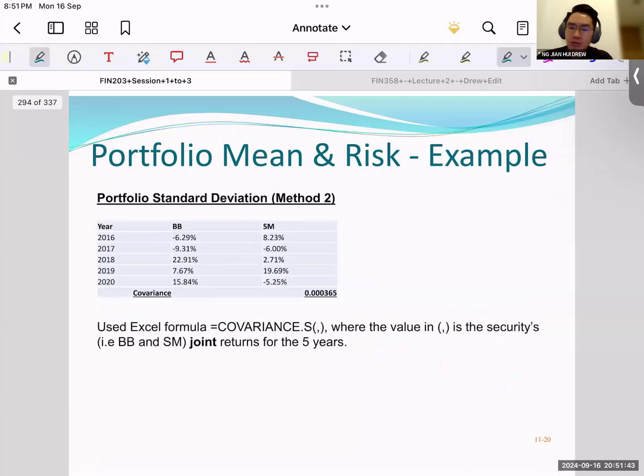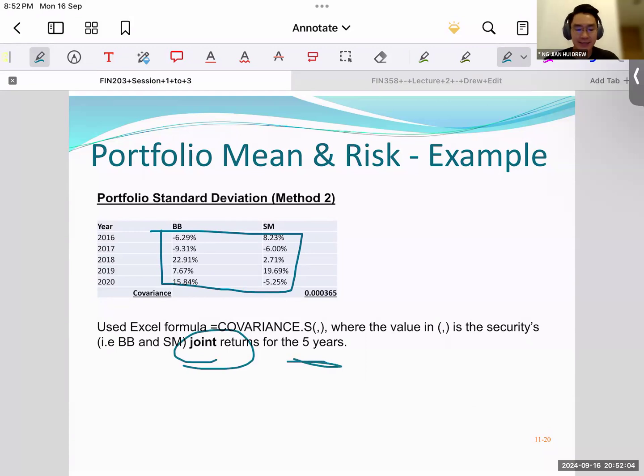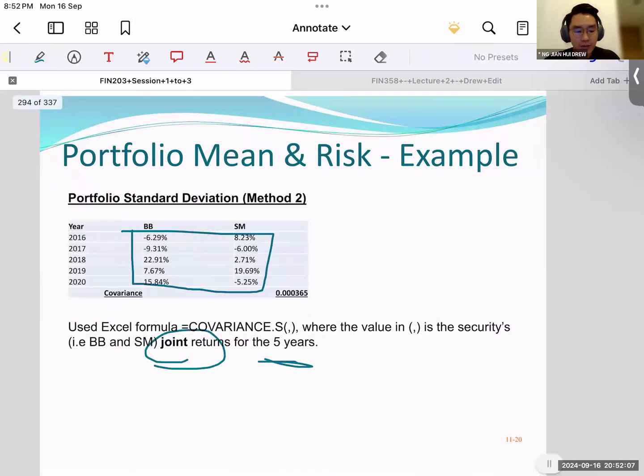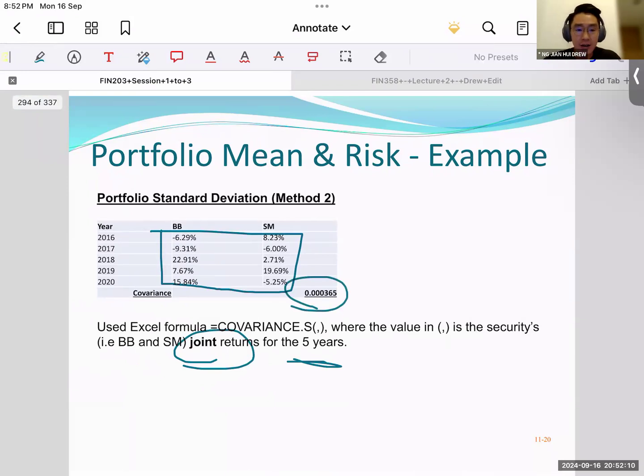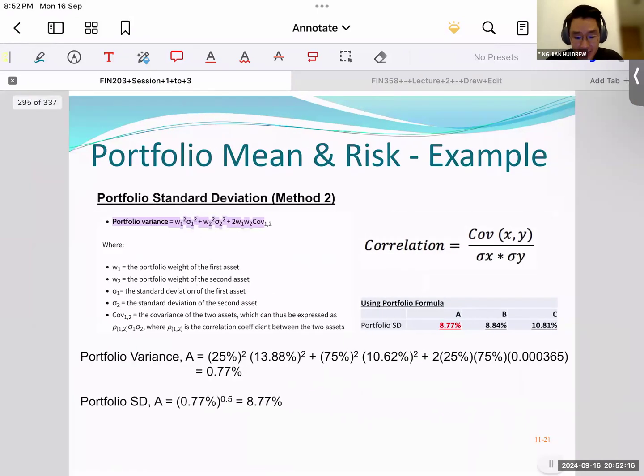Okay, so how do we compute this covariance? Very simple with Excel. You use the COVARIANCE.S formula and you put in this chunk of numbers here. These are all your return numbers for BB and SF. So this is the joint returns for 5 years. Once you determine the covariance of this number, so covariance is 0.000365. Once you determine this, you can calculate the portfolio variance.